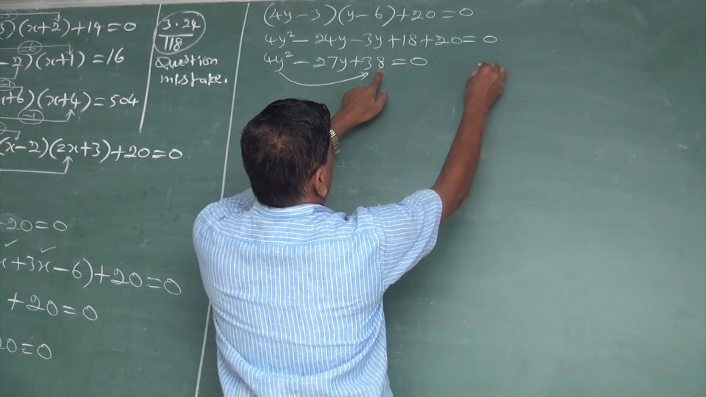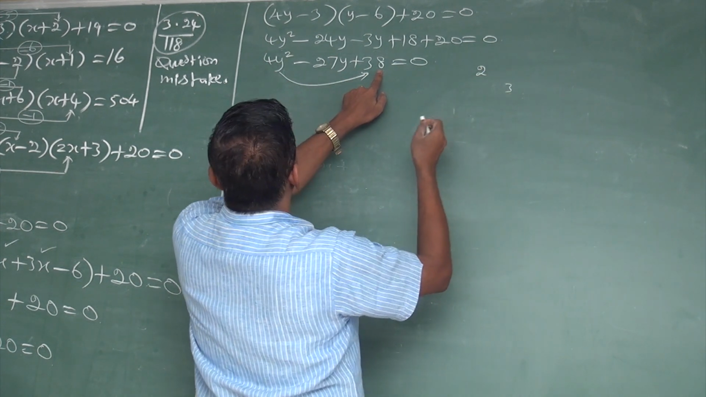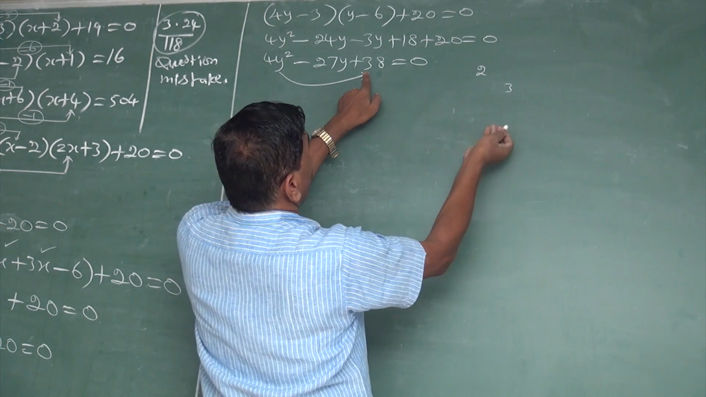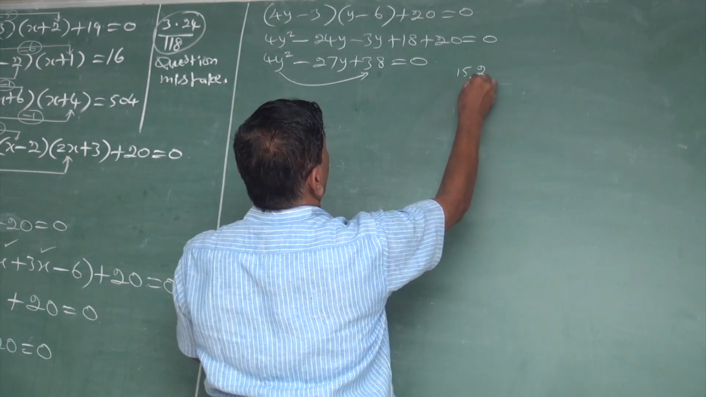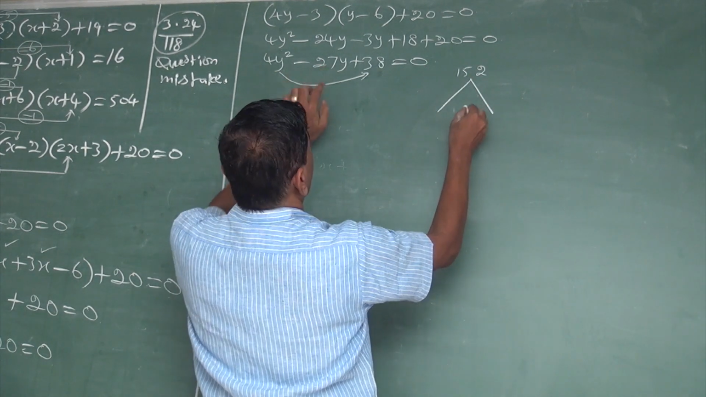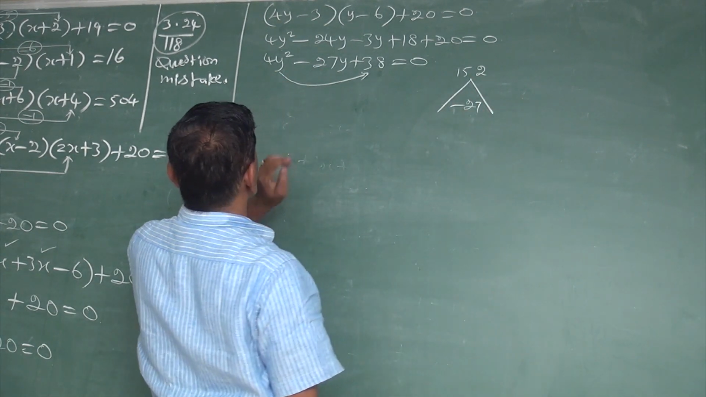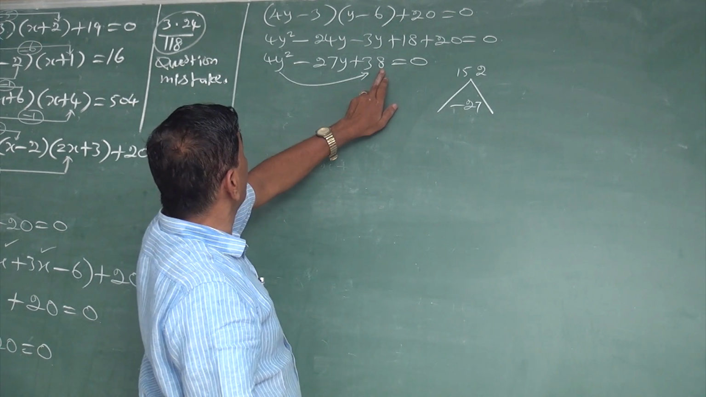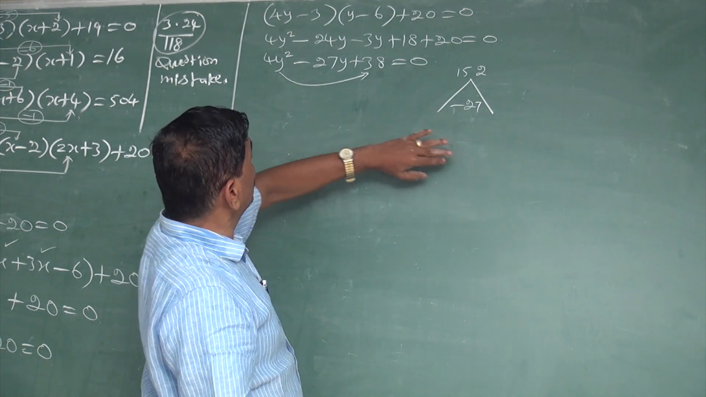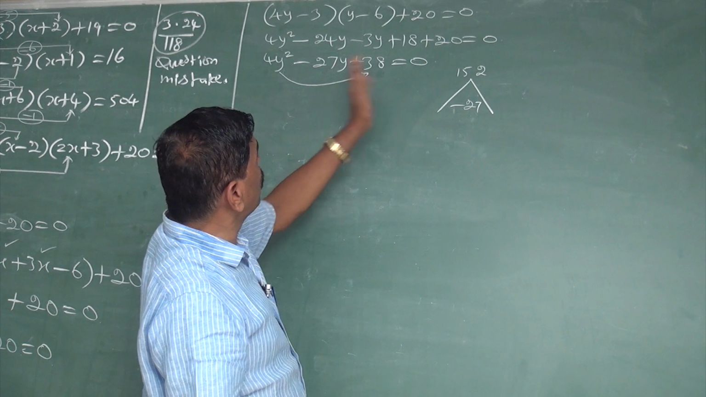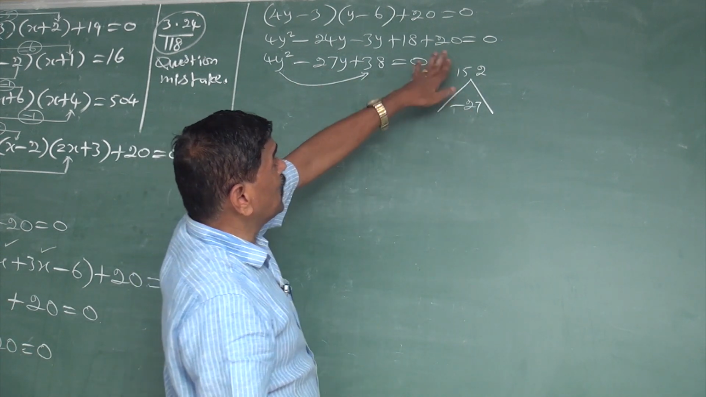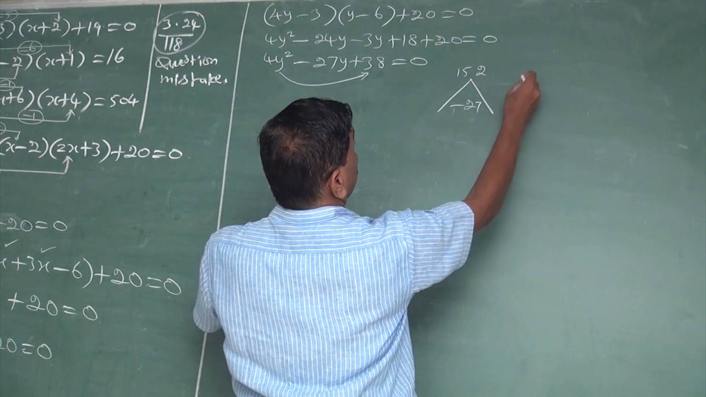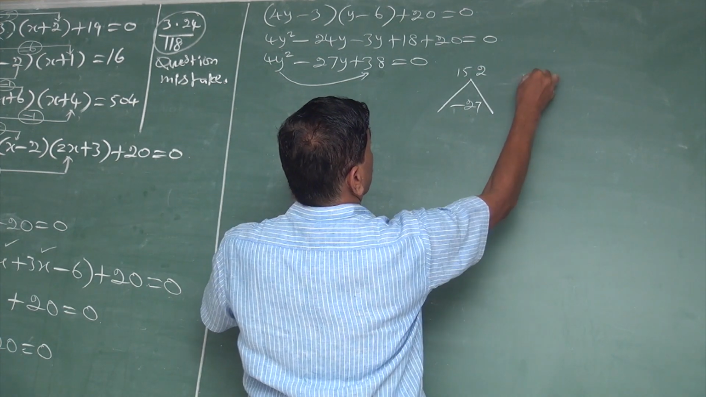4 8s are 32, remainder 3, and 3 4s are 12. 12 plus 3, 15, 152. Okay, 152. Factorization. Here in the center I need minus 27. Again, that is 4 8s are 32, remainder 3, and 3 4s are 12. 12 plus 3, 15, plus into plus is correct. Now I want to identify the possible factors for 152. Take the 152 rough work.